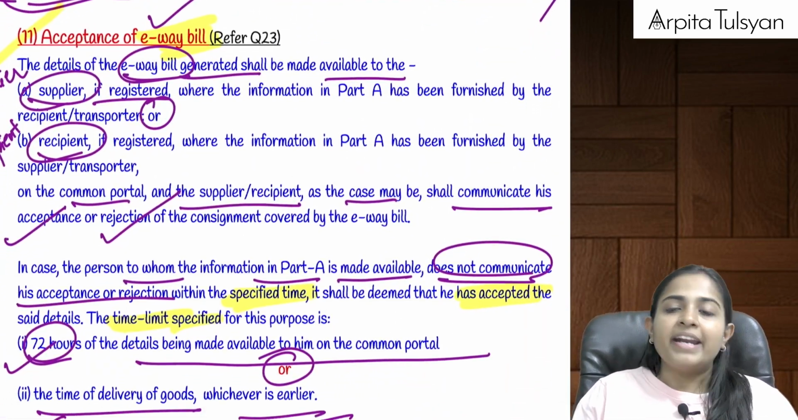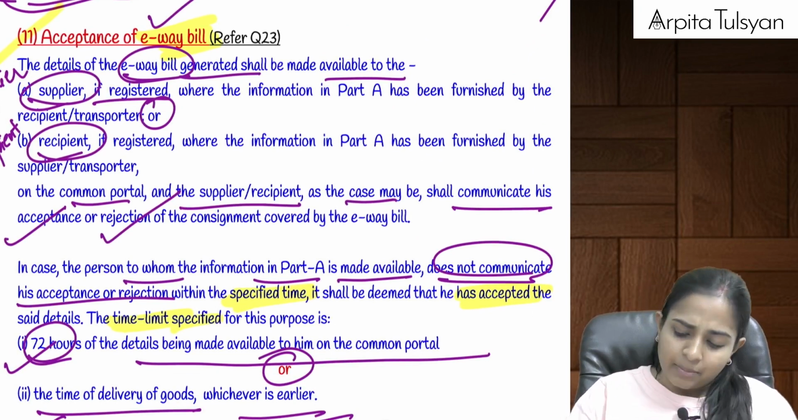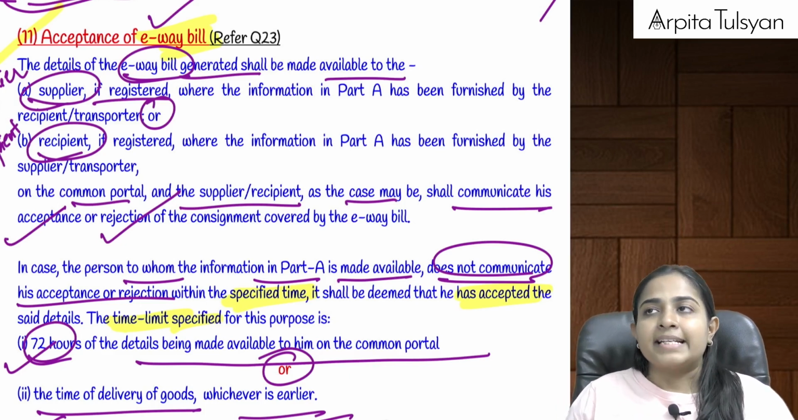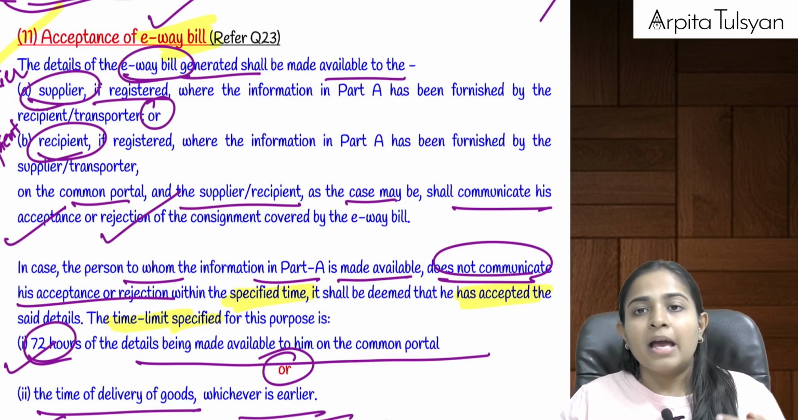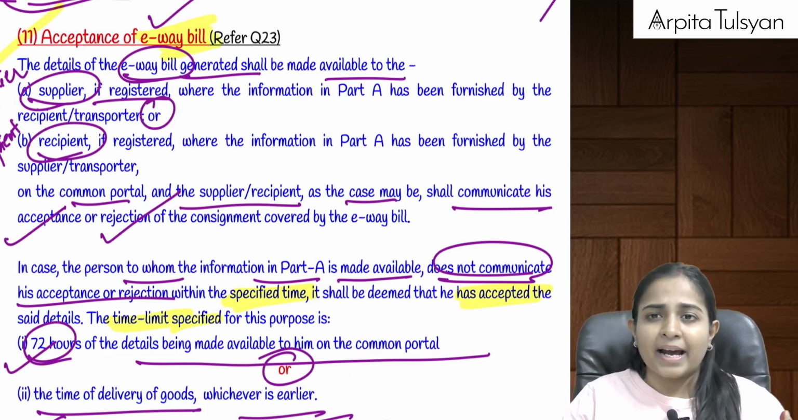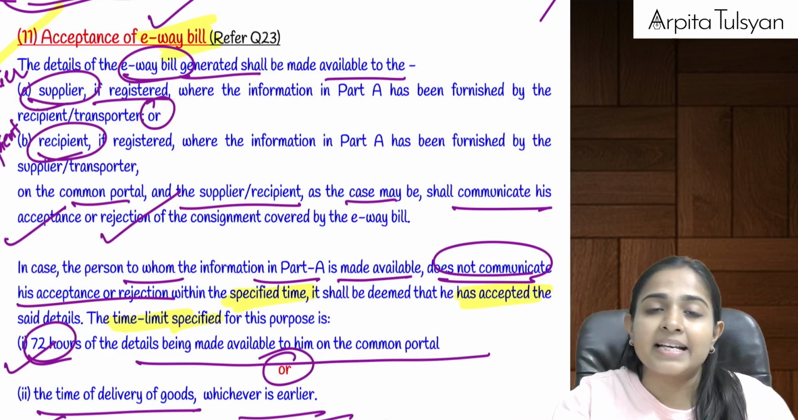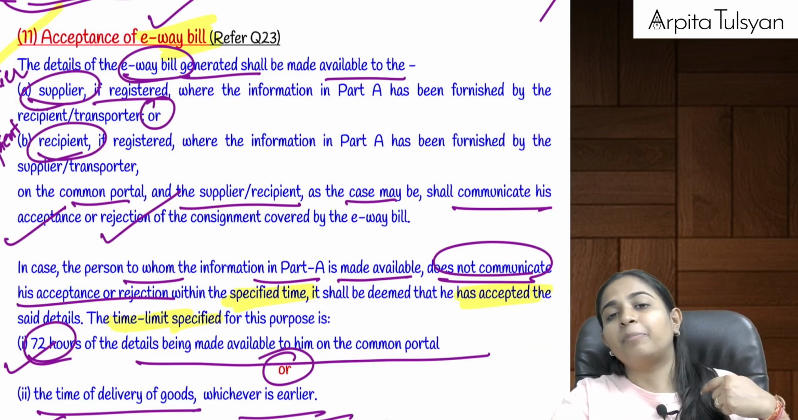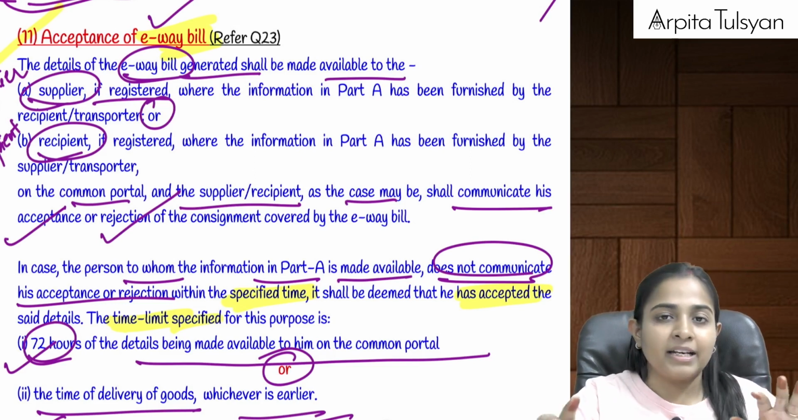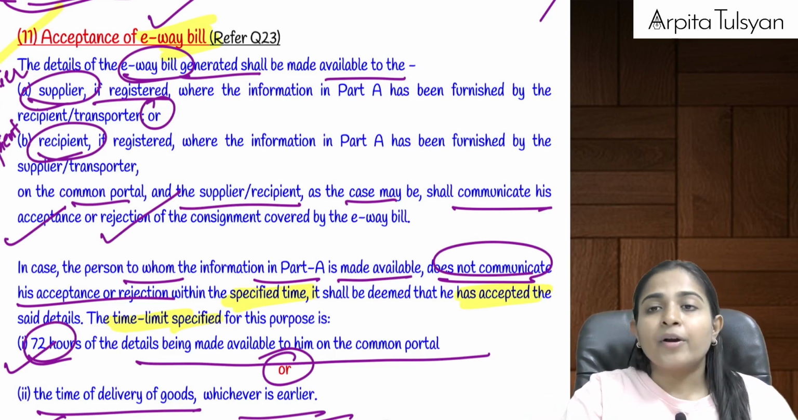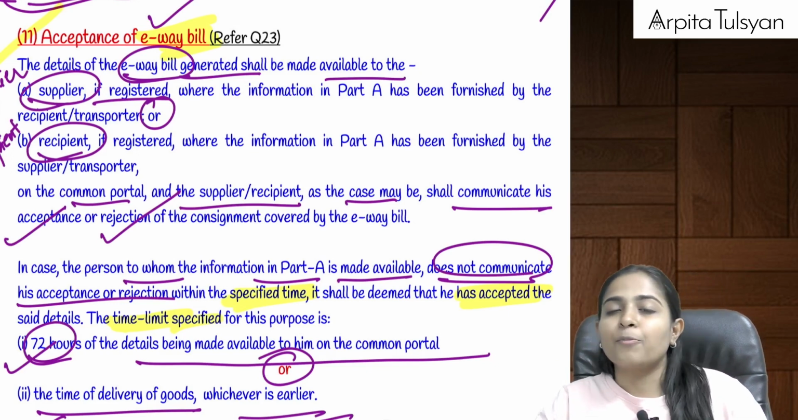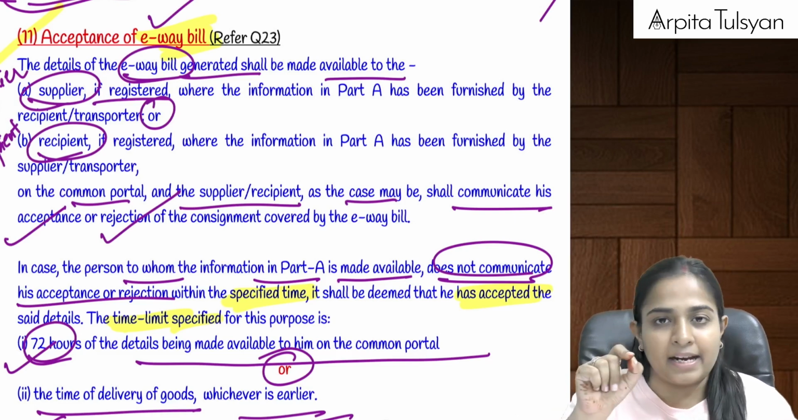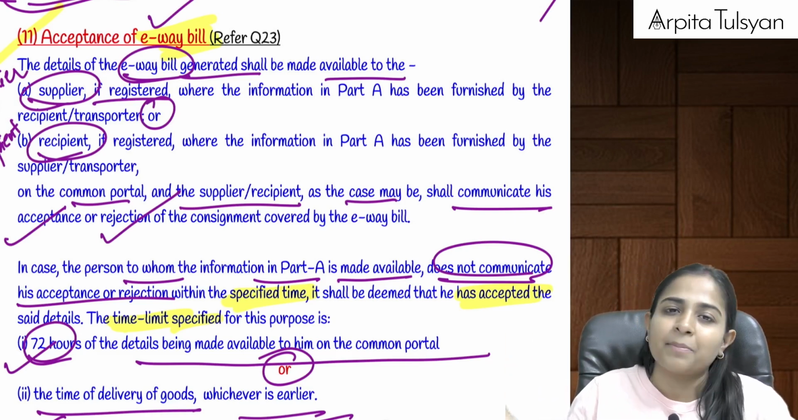Now listen, whenever an e-way bill is generated either by the consignor or by the consignee or by the transporter, then in that case, if it is generated by the consignor or by the supplier, then it should be accepted by the recipient. Or vice versa, when it is generated by the recipient, it should be accepted by the supplier. Then only the e-way bill is finally generated. Now when are they supposed to accept it? As soon as the details are uploaded in part A. Part B was anyway done by whom? It was done by the transporter.